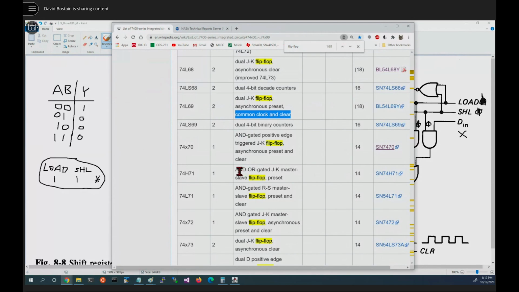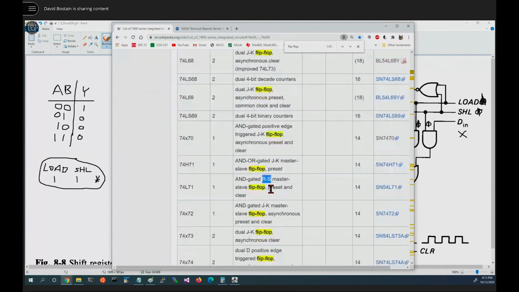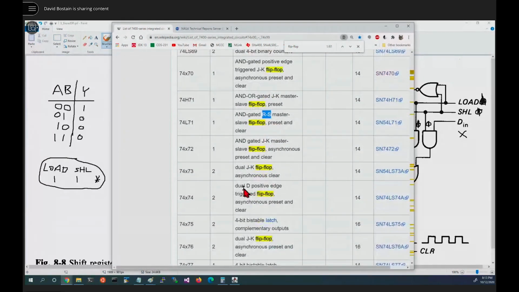Here's one that's AND OR gated. What they're basically doing is they're putting some logic in the path so you don't have to put it externally. Very often you'll use this. Now notice here, RS master slave flip-flop. This is one that's not a JK. It does not have the toggle notion to it.